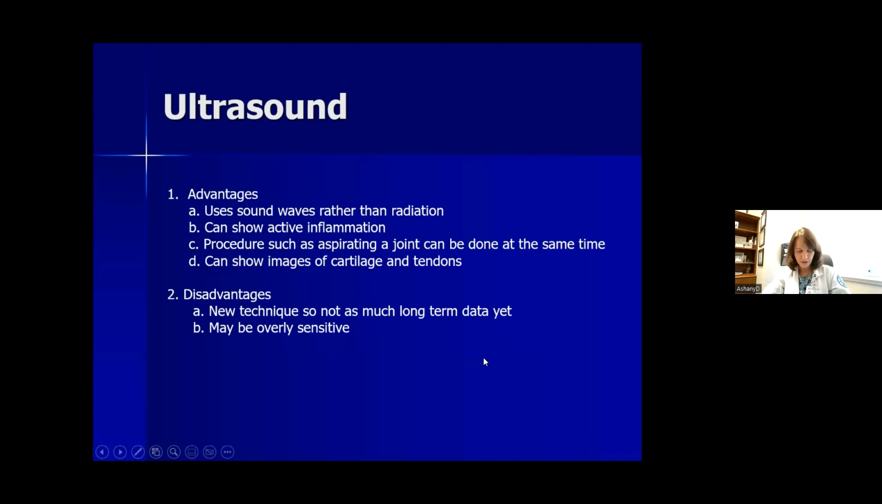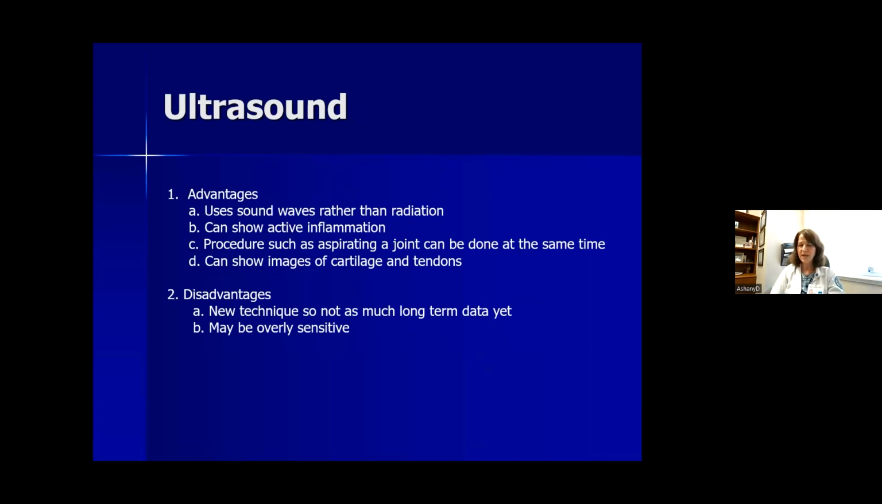We also might use ultrasound. So what are the advantages of ultrasound? Ultrasound uses sound waves rather than radiation. I mean, X-rays are very low radiation, but ultrasound doesn't have any. The advantage of ultrasound over an X-ray is that we can actually see inflammation within the joint.